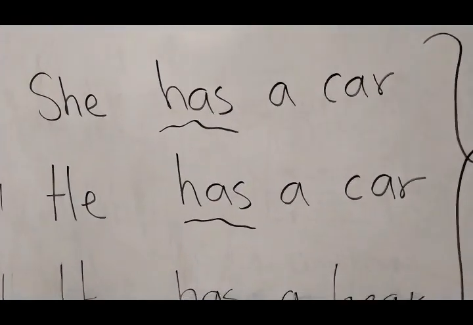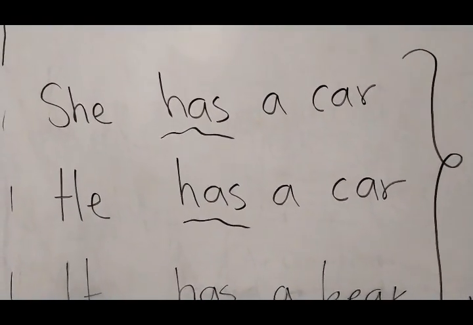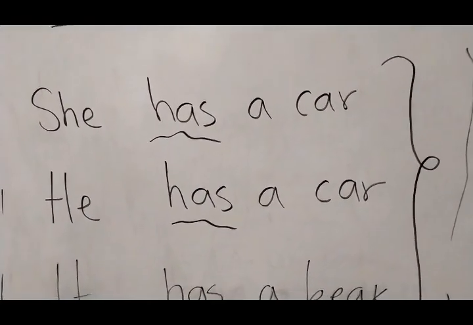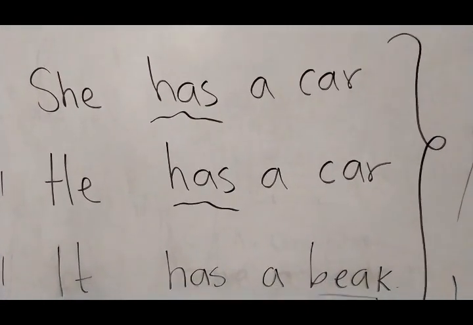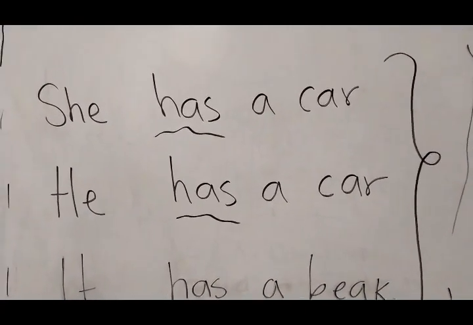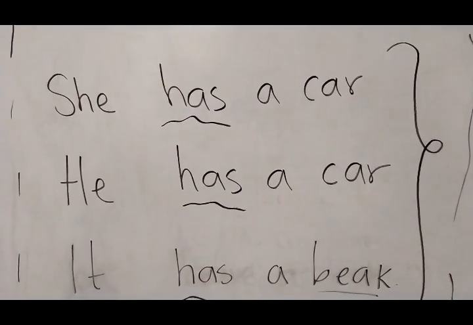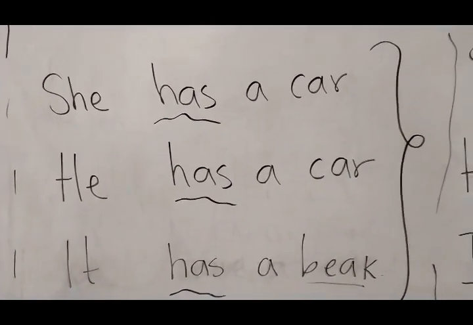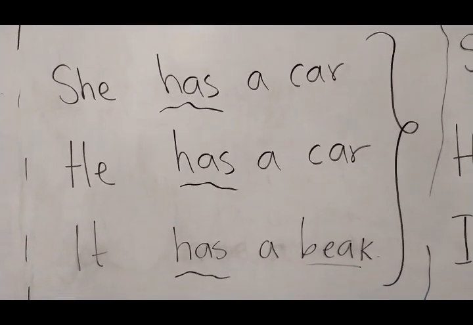Remember that in these cases, she and he, we can also use a proper name. For example, Danny has a car. Jose has a car. Andrea has a car. Remember that we can also use proper names.